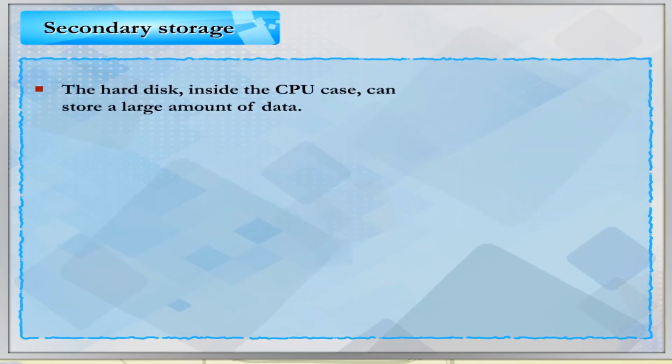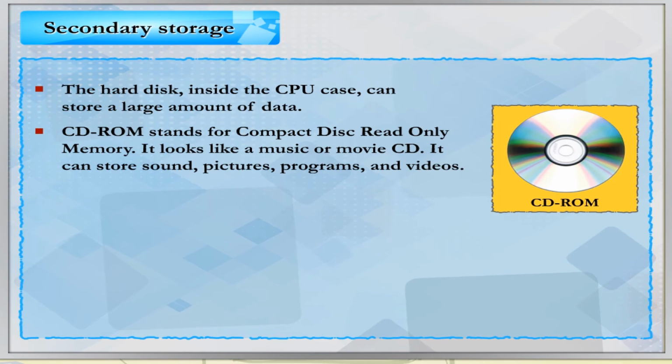The hard disk inside the CPU case can store a large amount of data. CD-ROM stands for Compact Disc Read-Only Memory. It looks like a music or movie CD. It can store sound, pictures, programs, and videos.